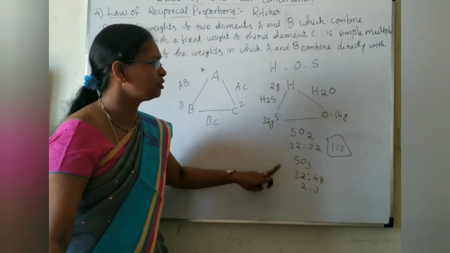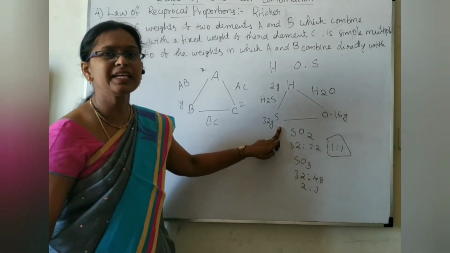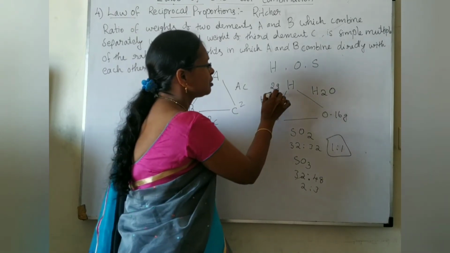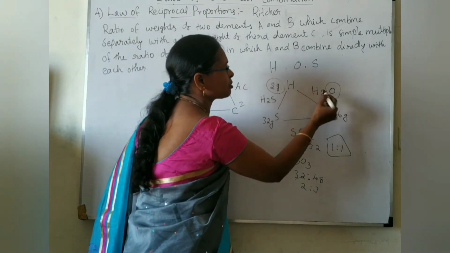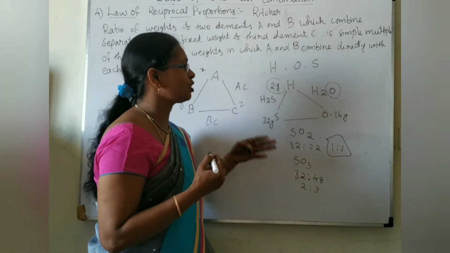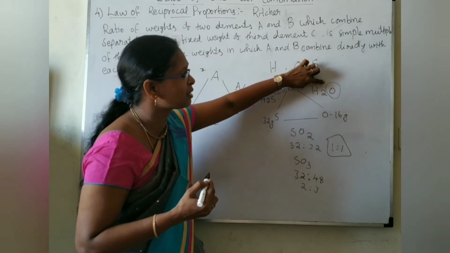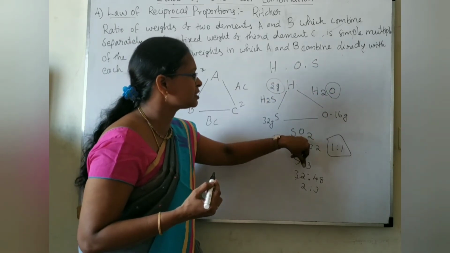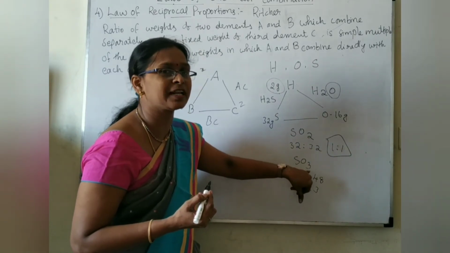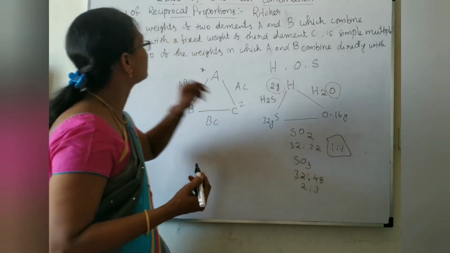So now when you are considering the same three elements, hydrogen, oxygen and sulfur, the hydrogen mass is the same, and the oxygen atomic mass is also the same. Thus we are increasing the number of grams. So 16 grams of oxygen here, 32 grams of oxygen, and when you come to sulfur trioxide, 48 grams of oxygen. Now we will come to the definition.